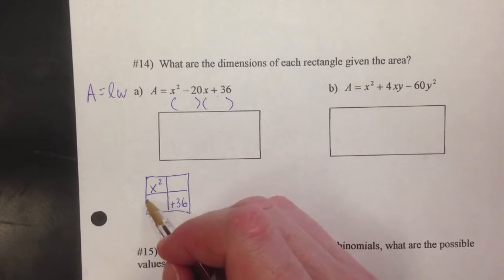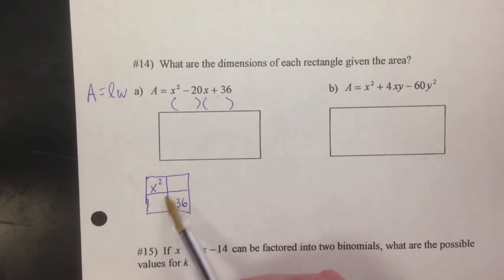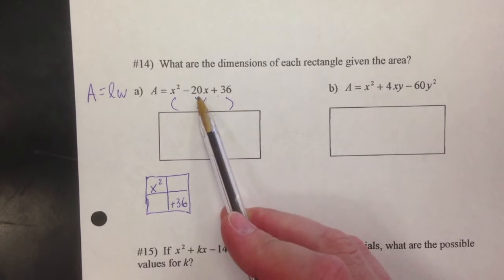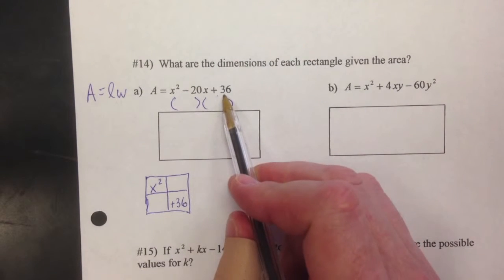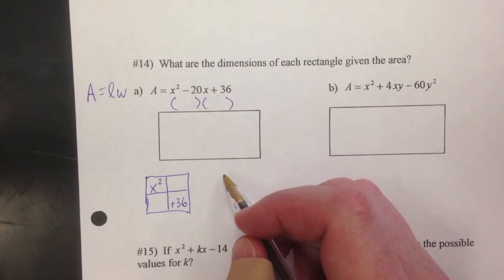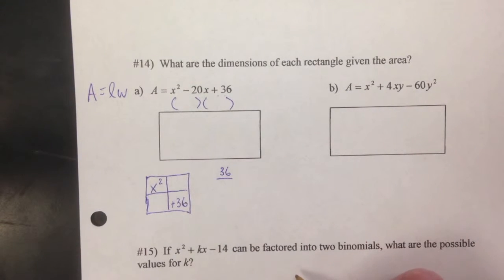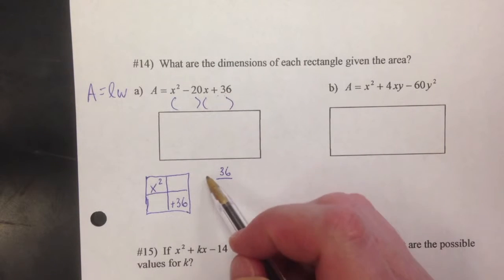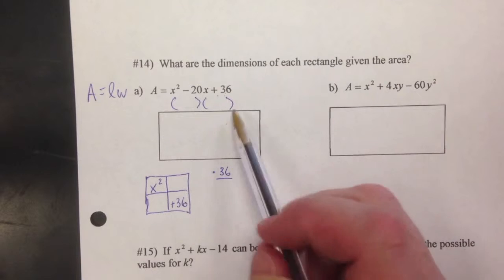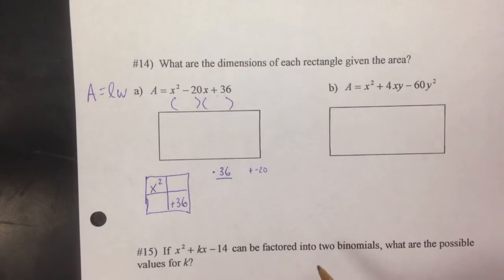And what we have to do is try to figure out, okay, what 2 values go here that are going to give us negative 20x. Now the way that we were doing this is we can look at the constant, which is 36. So I'm going to write that down. And what we're looking for are 2 numbers that multiply to 36 and that add up to negative 20.